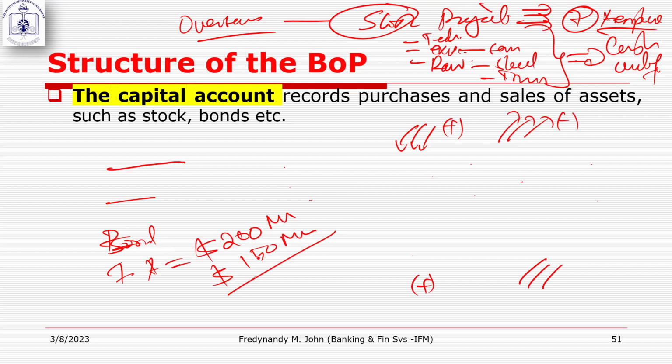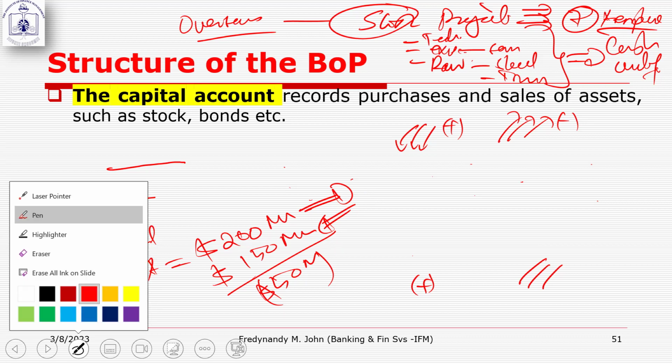Here you see that the difference is 50 million, meaning that cash outflow is greater than cash inflow. More funds have flown out of Tanzania's borders than the funds that have flowed inside the Tanzanian border. So this one is not healthy.